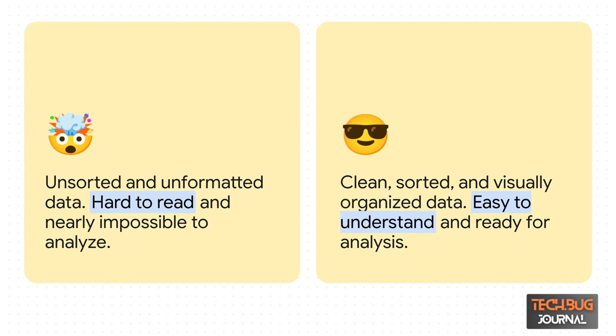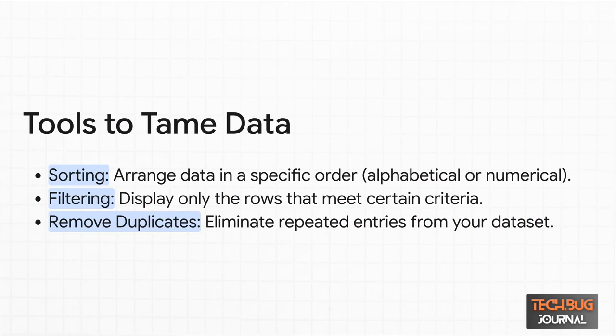And this isn't some kind of dark magic. It's just knowing which buttons to push. And these right here are your first essential tools for the job. You've got sorting, which lets you put everything in a logical order. A to Z, smallest to largest, you name it. Then there's filtering, which is honestly amazing. It lets you just hide all the stuff you don't care about, so you can focus on what's important. And remove duplicates? Oh man, that's a one-click lifesaver for cleaning up messy lists.